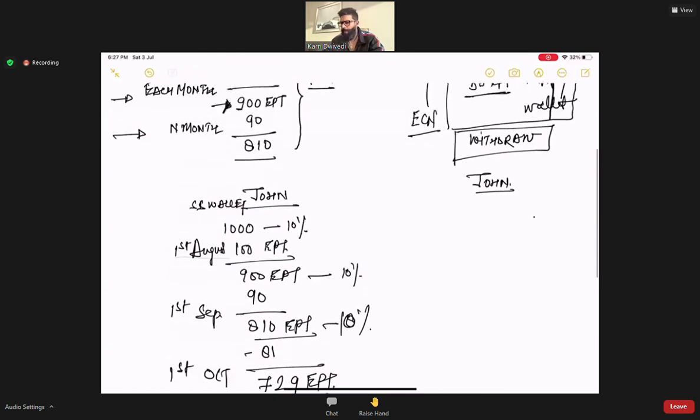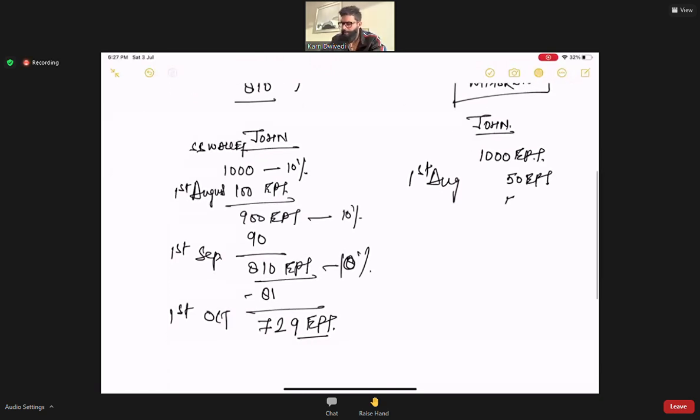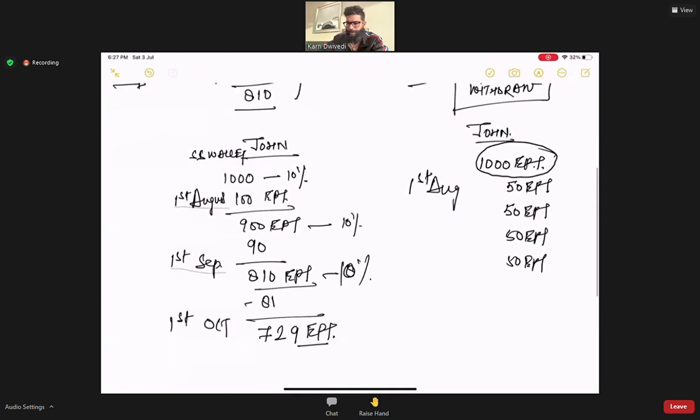And yes, on the other hand, if he is not doing this, then his balance is 1000 EPT. On 1st August, if he is not withdrawing, then on 2nd August, he'll get 50 EPT in his APY wallet. Next month, he will get 50 EPT again, and again. And his main balance is still the same. I'm just trying to put some light on the facts.